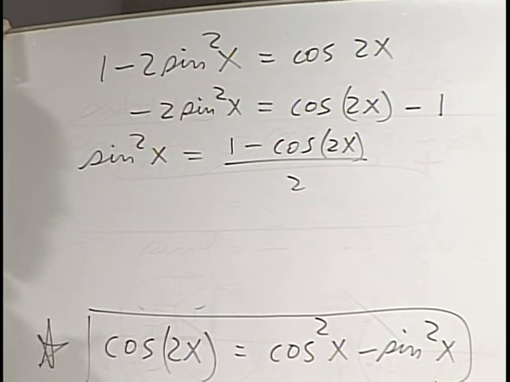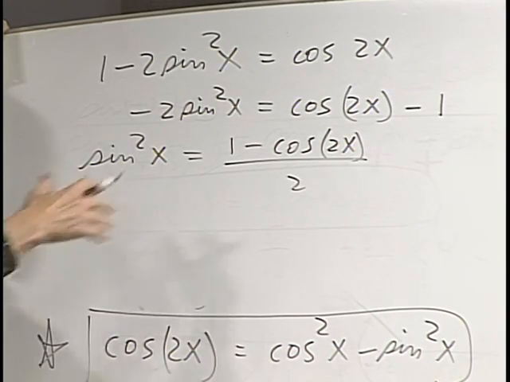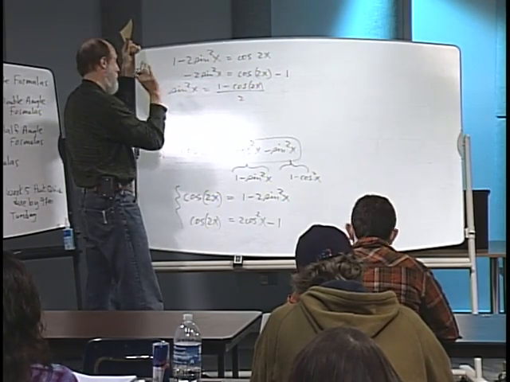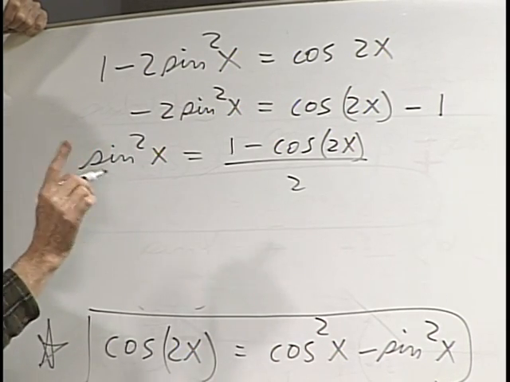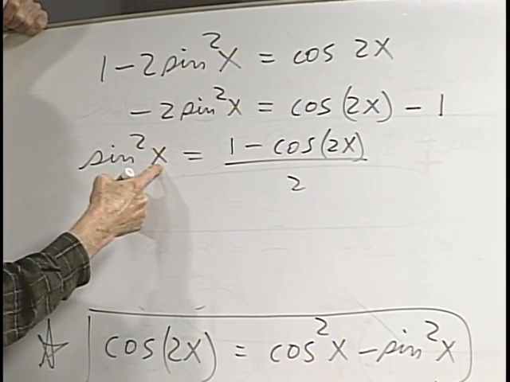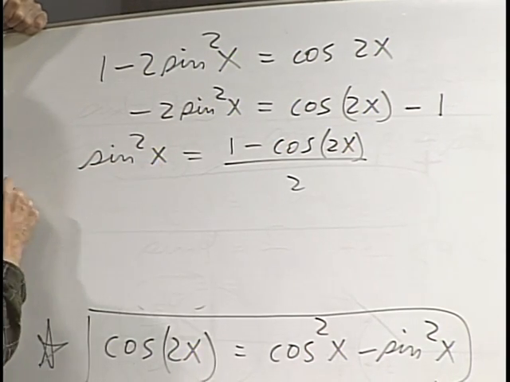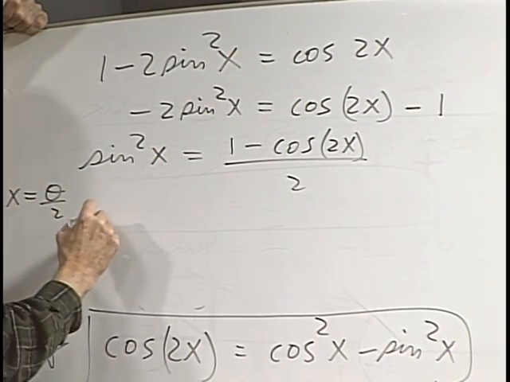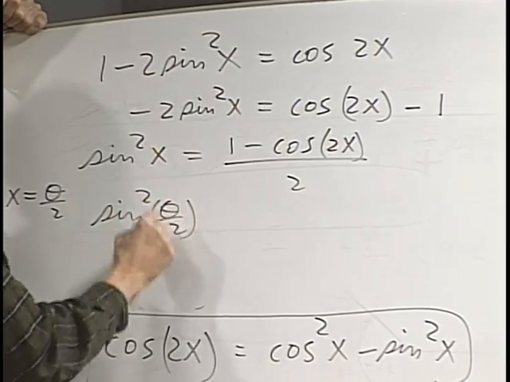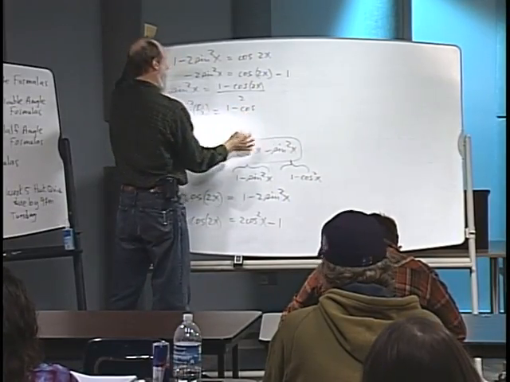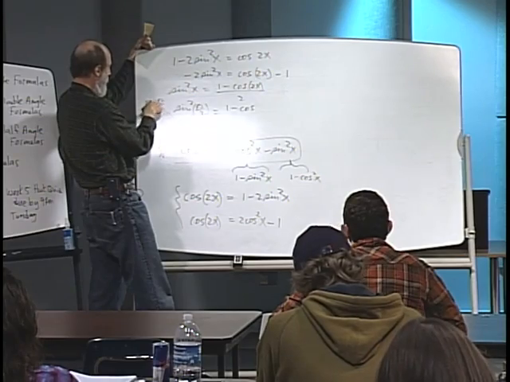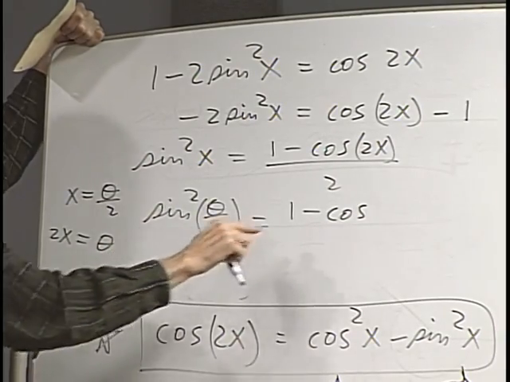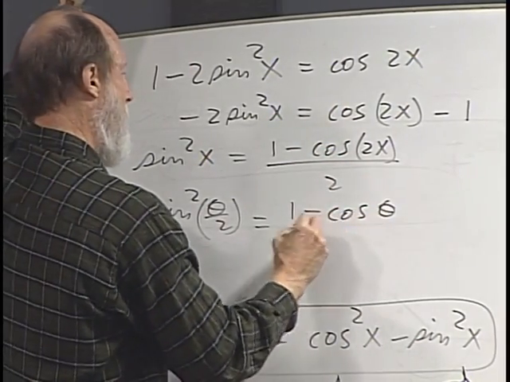Okay? Everybody feeling okay with this? Any questions? All I'm doing is moving things around on that formula. Okay. Now, the problem we were asked to find was the sine of theta over 2. So if I let x equal theta over 2, then the sine squared of that theta over 2 angle is going to be equal to 1 minus the cosine of, what's 2x? Look right here. 2x equals theta. So 1 minus cosine theta divided by 2.